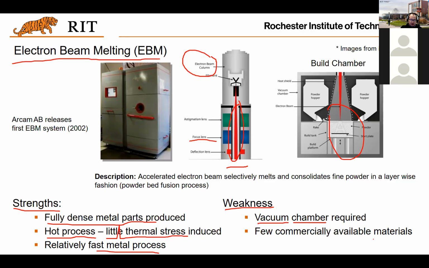And the material is quite limited. That's another reason. This process requires the electron beam to melt the metal, and not every type of metal can be melted using the electron beam. So that determines that there are only a few commercially available materials to be utilized in this process.